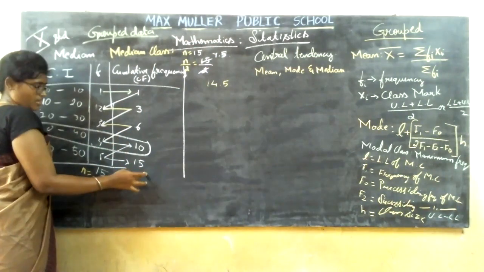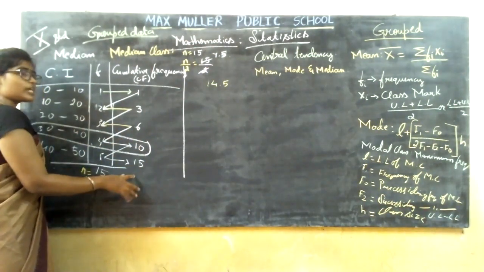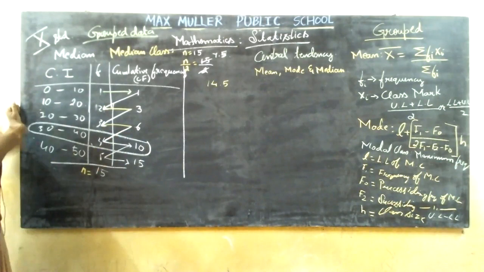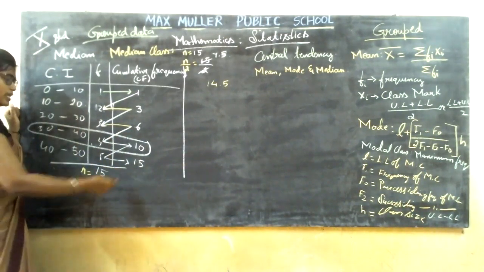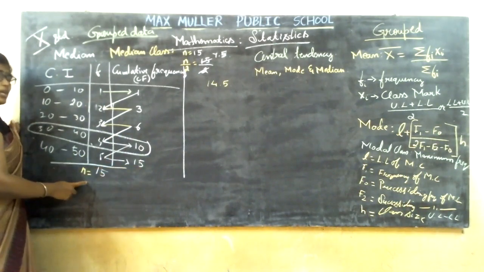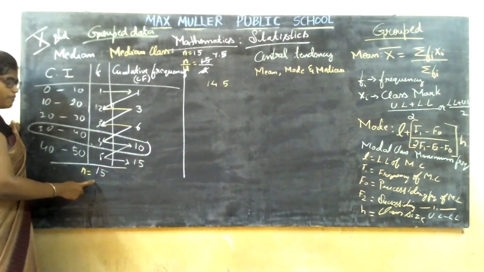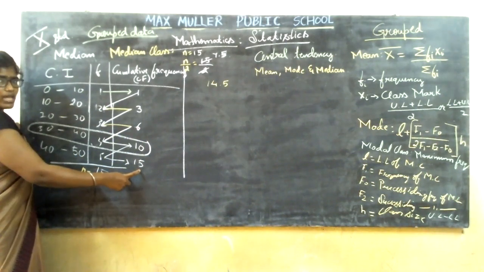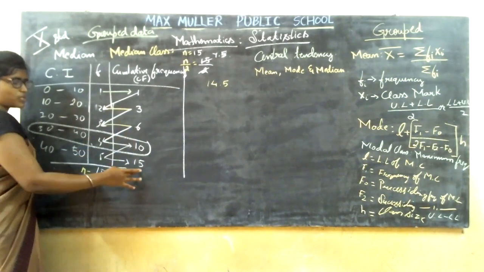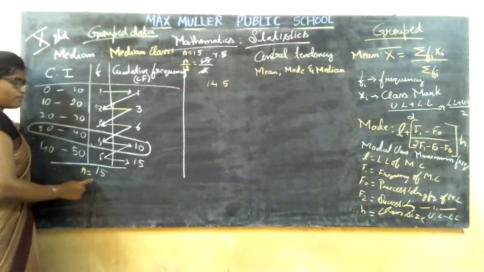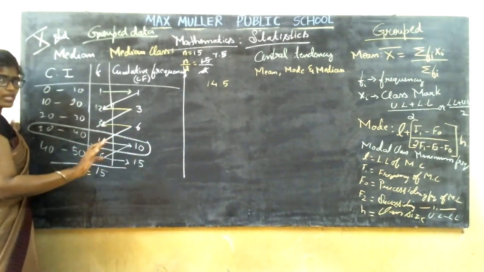If it is 15 in the sum, now how are you going to check whether the number you get is correct or not? You are going to check that whatever the n value you get here, that is 15, should be equal to the last number you get here, 15. Clear? Now my cumulative frequency is correct. Why? Because the n value and the last number are matching with each other.